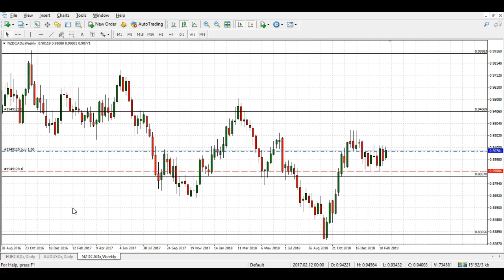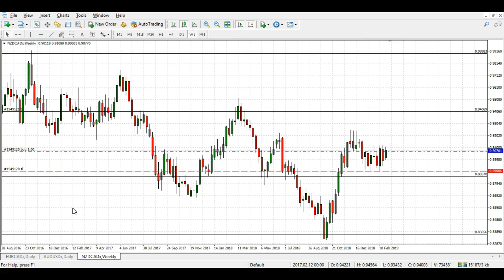Alright guys, we're back. We got the New Zealand dollar versus the Canadian dollar in what seems to be one of the most remarkably fascinating technical situations. A couple of days ago I pulled the trigger here and re-established a bullish position.